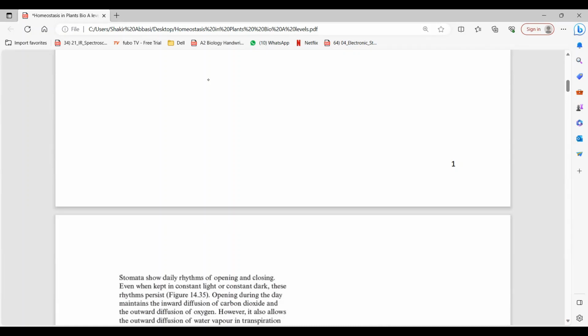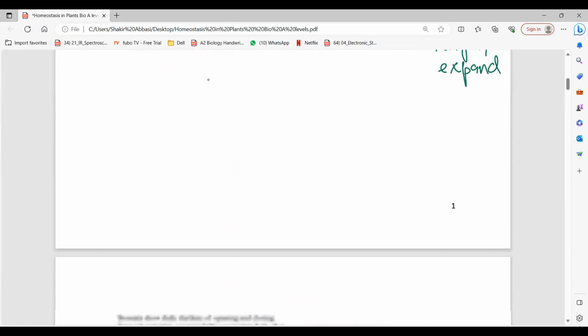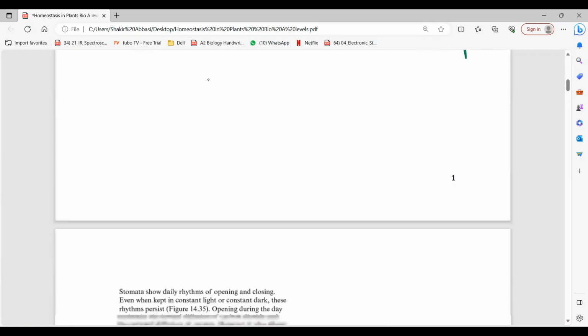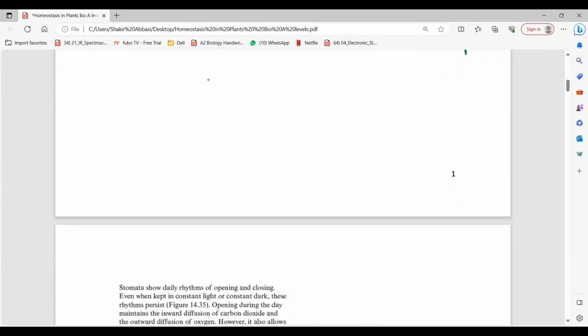So stomata need to open a little for transpiration, and obviously CO2 needs to be taken in. For that also, it's a must for stomata to open. Because if CO2 is not there, the dark reaction or the Calvin cycle of photosynthesis won't take place.